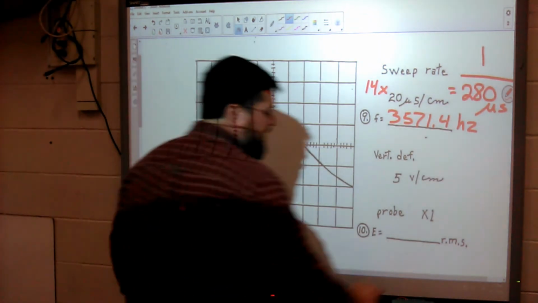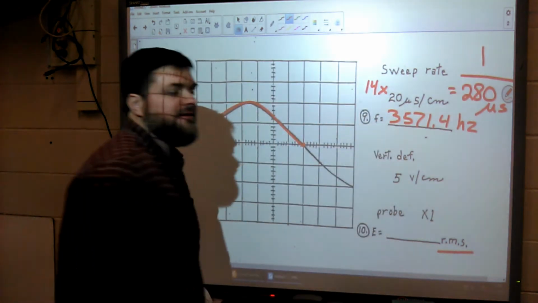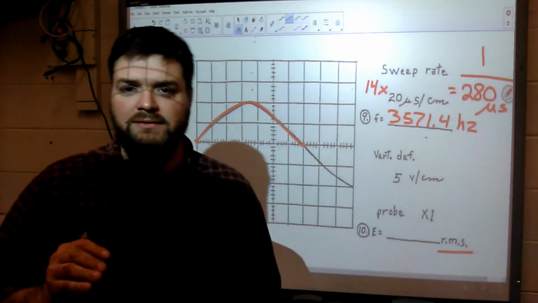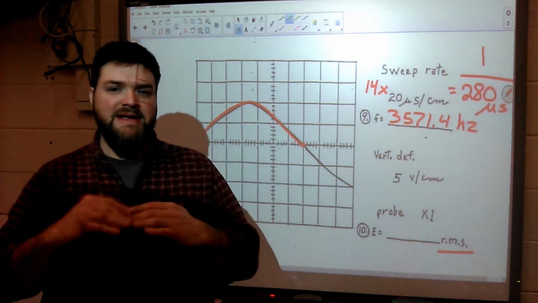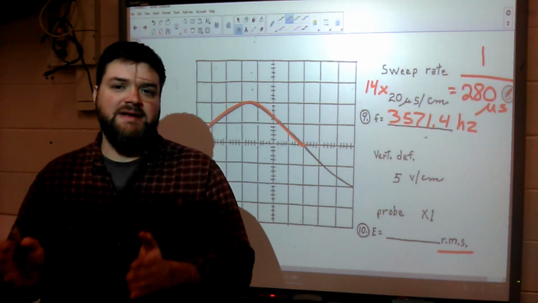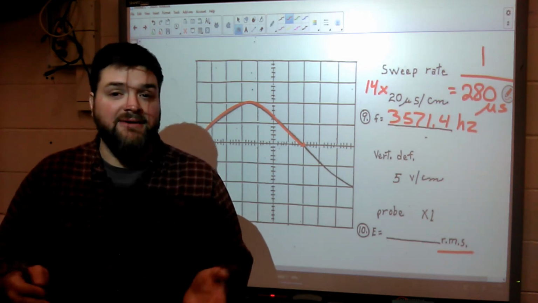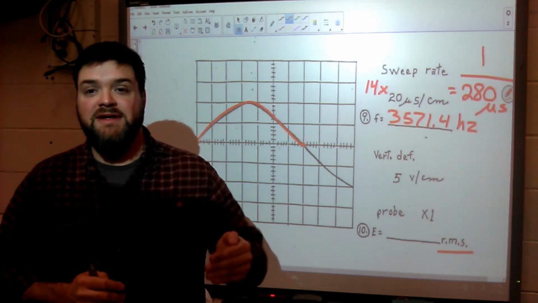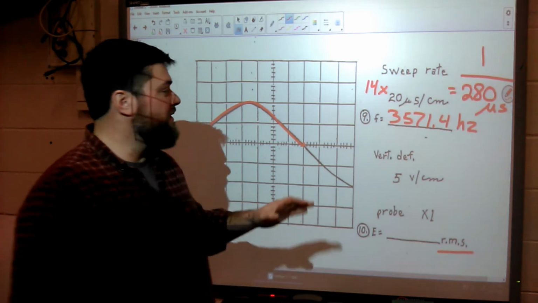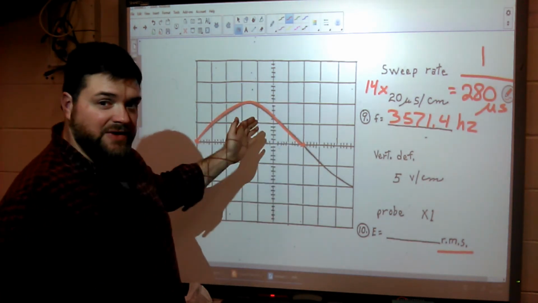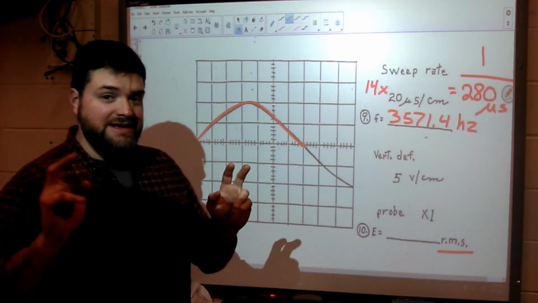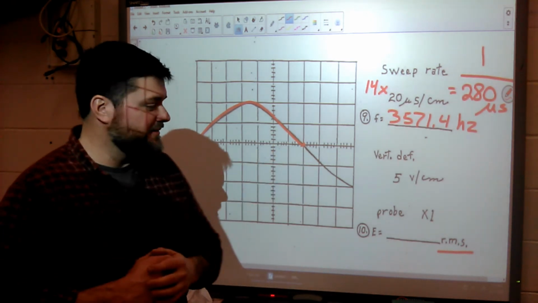Uh-oh, look at this one. It wants RMS. Remember, we've gone over this. Scopes, oscilloscopes, read peak and peak to peak. But our multimeters, they measure usable power, as I like to call it, which is root mean square, the RMS value. So what we're doing is we need to take our scope voltage and convert it to RMS, which is the equivalent of what our digital multimeter would read.